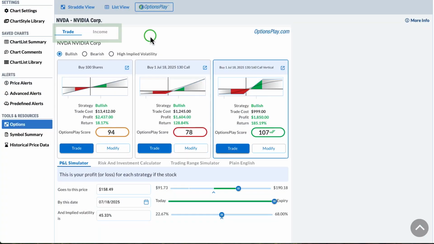Now there's also, at the very top of this, something that says trade, which is what I'm looking at, but there's another thing that says income. Yeah. What's the income tab about?